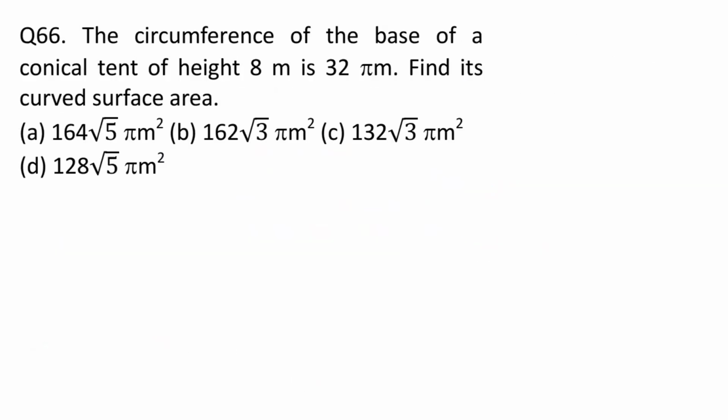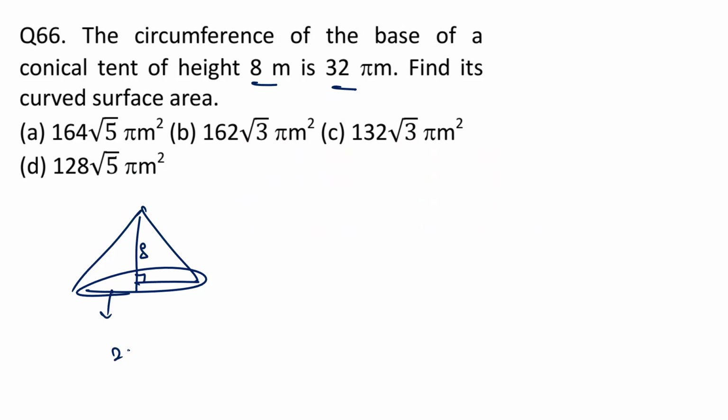The circumference of the base of a conical tent of height 8 is 32 pi. So the circumference is actually 2 pi r equals 32 pi. Pi you cancel. R is equal to 16. So it is 16. Find its curved surface area.